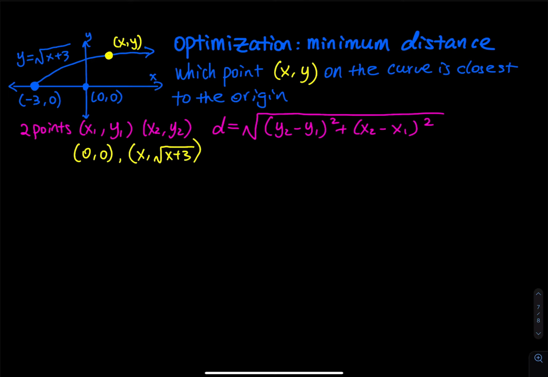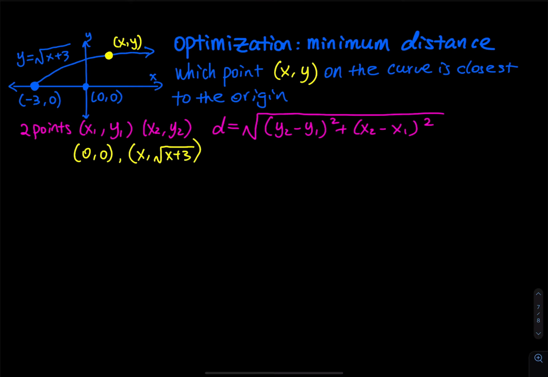The question is asking which point. There is a point (x, y) somewhere on the curve, and this point has the closest distance to the origin. I want you to find the point. So which point on the curve? Tell me the coordinate such that the distance between that point and the origin is at the minimum.